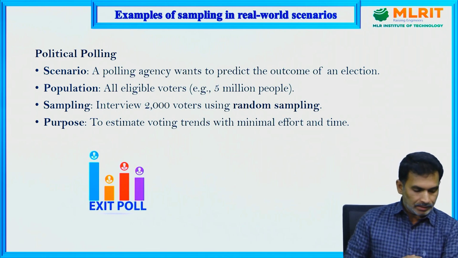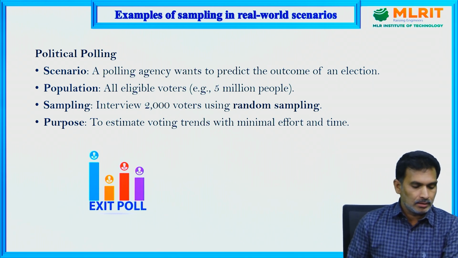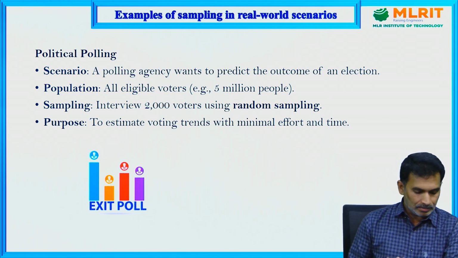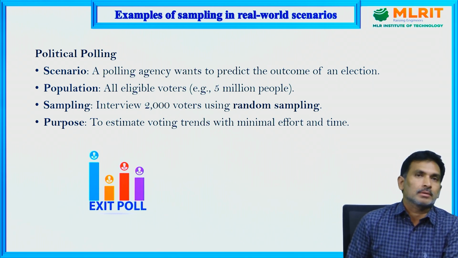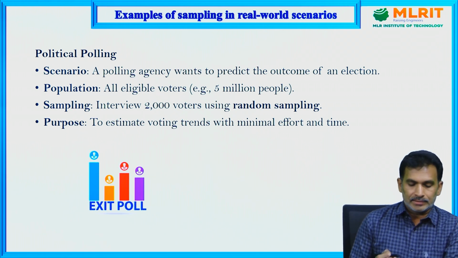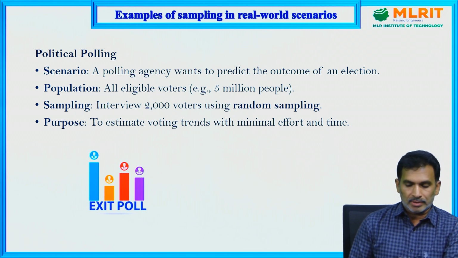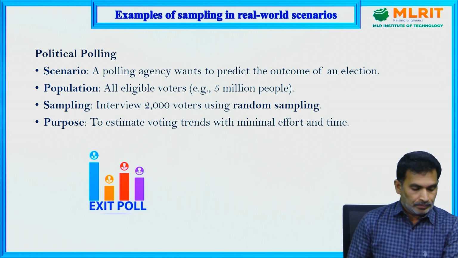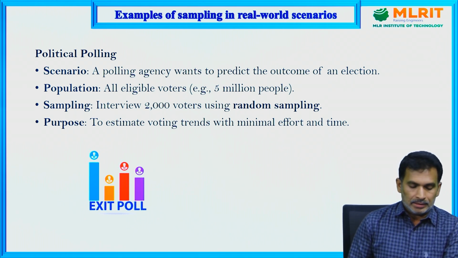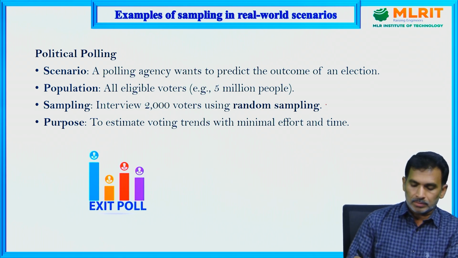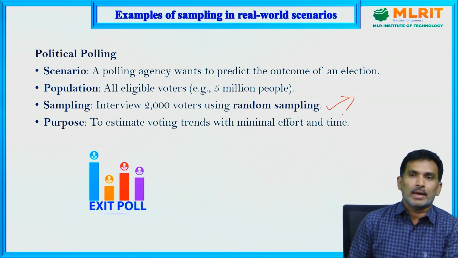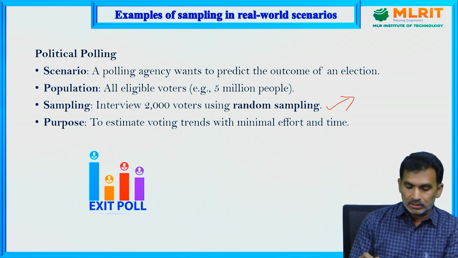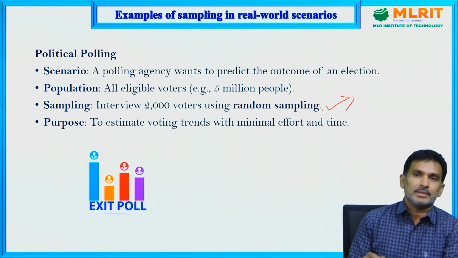Next, another very interesting one is political polling, that is, exit polls. A polling agency wants to predict the outcome of an election. Here the population would be all eligible voters, for example 5 million people. The sampling is to interview 2000 voters using random sampling. This may sometimes not give more accurate results, so this should be a more representative sample.